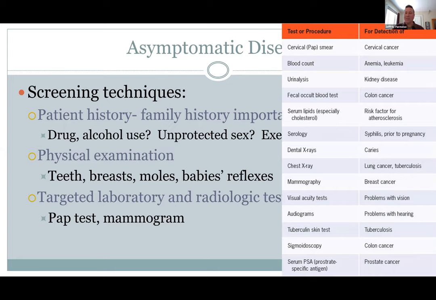And it's from your book. You can take a look at all these screening things, definitely. So I take a look at my lipids, to see how my cholesterol is doing. Sure, dental x-rays are done regularly because you can catch caries or cavities early, mammograms, ear tests, colon cancer.